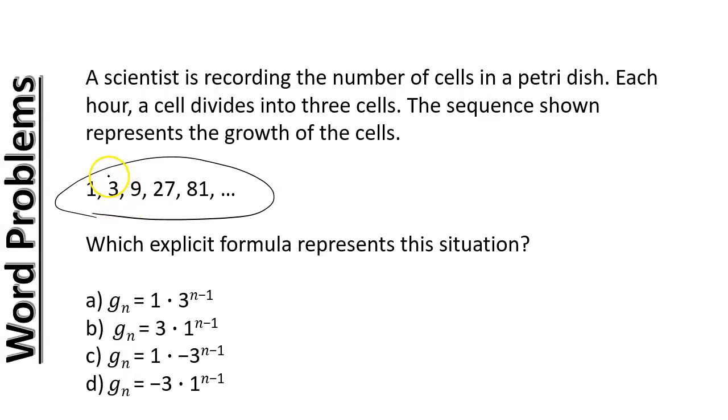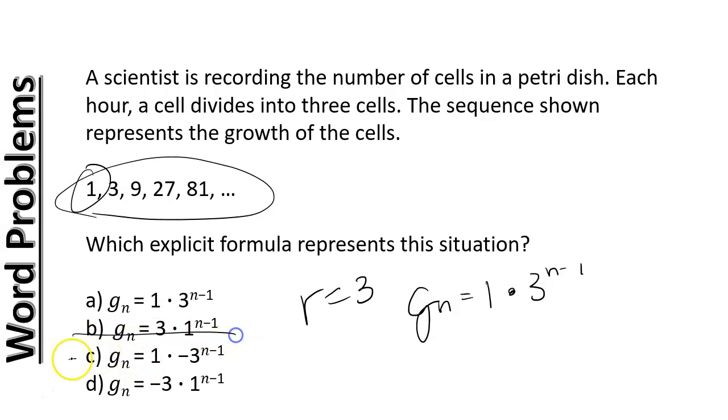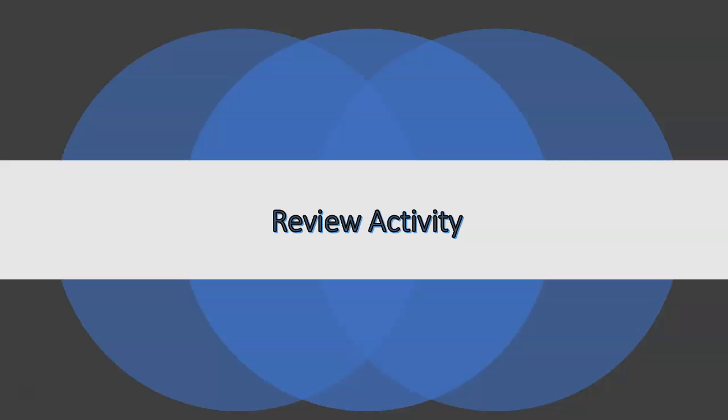So what am I multiplying by? 1 times 3 is 3, 3 times 3 is 9, 9 times 3 is 27. So my ratio is going to be 3. My first term is going to be 1, because I know I need G sub n equals first term of 1 times 3 to the n minus 1 power. So that gives me answer choice A. And that's basically it, guys. You've learned everything. It was just applying it to those couple of additional types of problems.